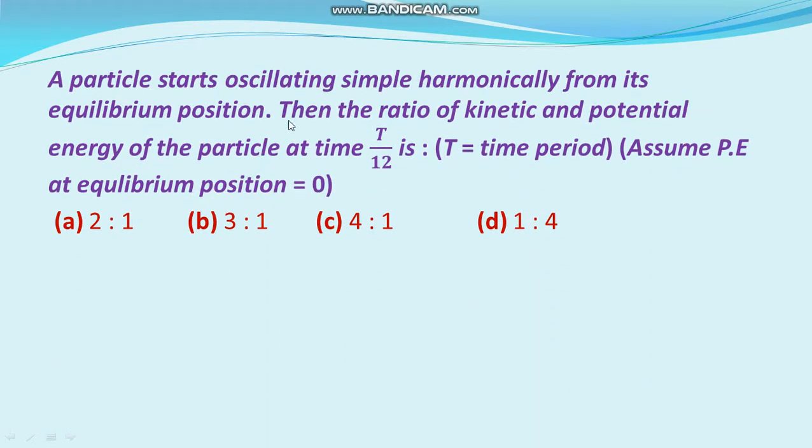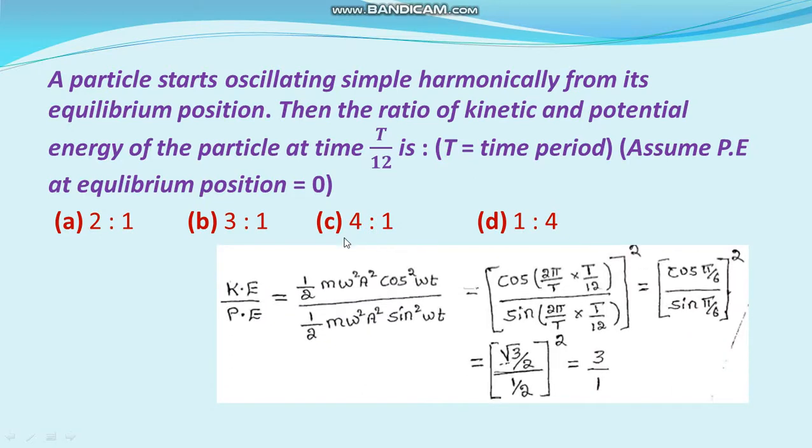Next, a particle starts oscillating simple harmonically from its equilibrium position. Then the ratio of kinetic energy and potential energy of the particle at time t by 2. Here they are asking kinetic energy and potential energy, but time is given. Here I am using kinetic energy formula and potential energy formula in the form of cos function and sine function. And half m omega square a square, half m omega square a square cancelled.